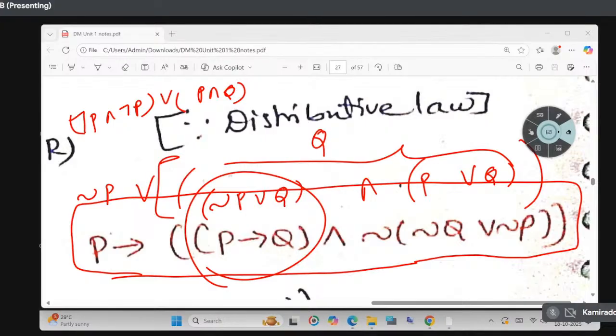How many steps? 3 steps or hardly 5 steps. The first step is to convert this P implies Q into negation P or Q, right? In the next step, what are you going to do? You are going to apply double negation, so you are converting it into positive terms. In the third step, again you simplify P implies Q, that is negation P or this complete term. Then go for the simplifying.